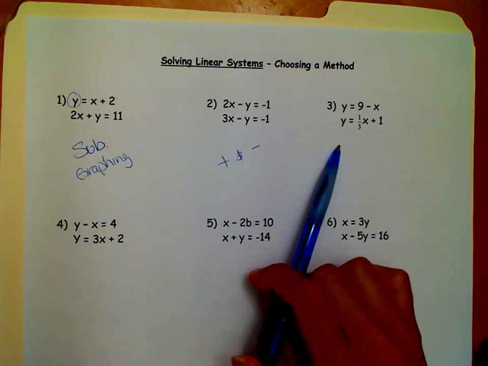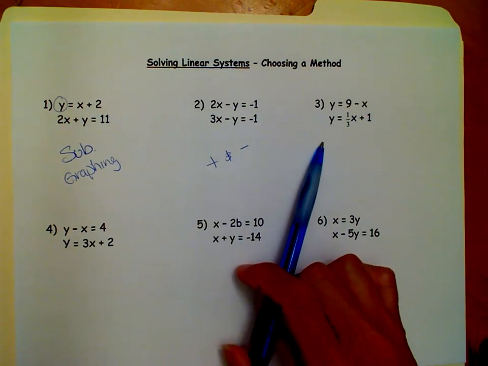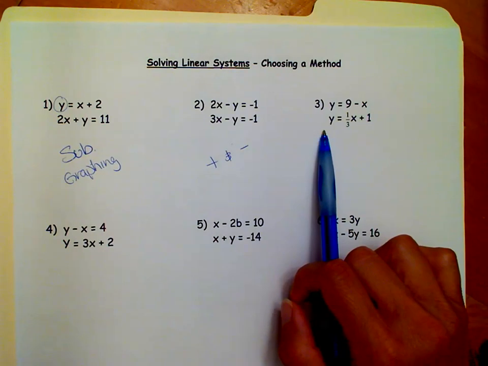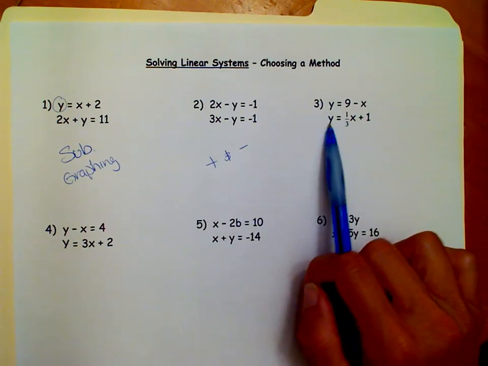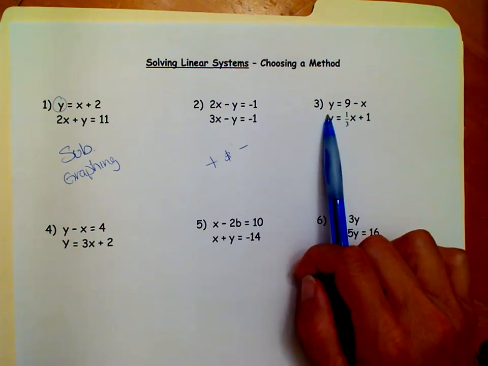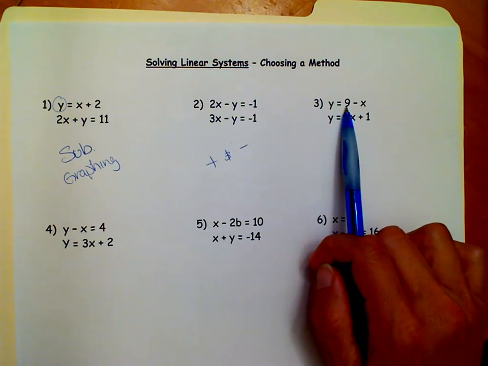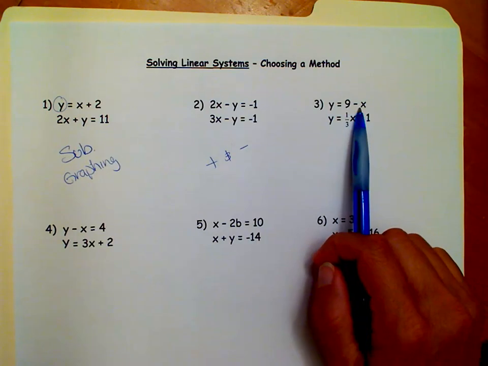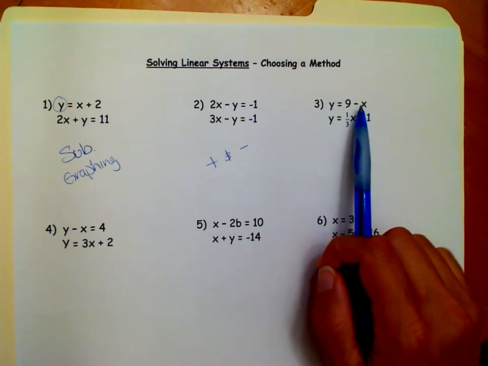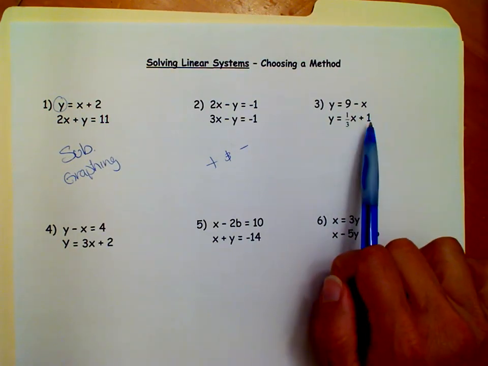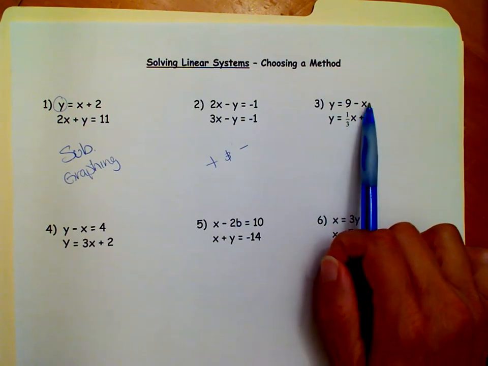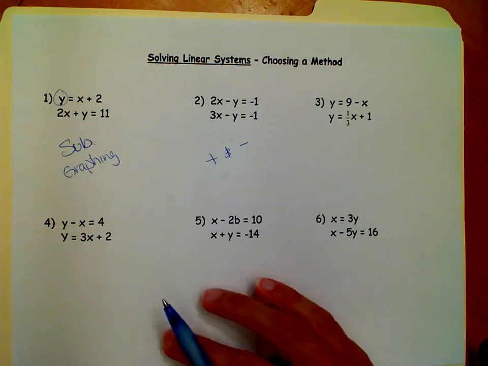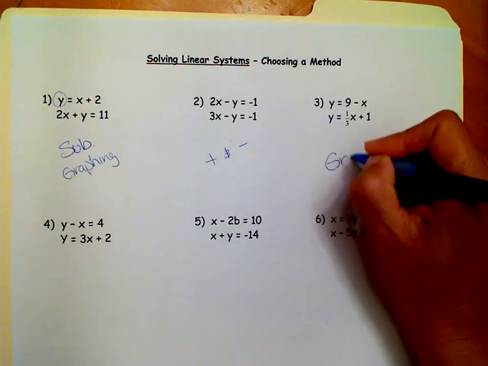How about this one? Any ideas? Hopefully you said graphing, because the y's are alone on this one side of the equal sign, which means it's set up perfectly for graphing. Be careful here, because this isn't the slope. Remember, it's y equals mx plus b, so whatever's in front of the x is the slope. Some kids get that a little confused. This is the y-intercept, that's the slope. Sometimes they might trick you by not putting it in slope-intercept form, but it's close enough there. So that one I would definitely use graphing.